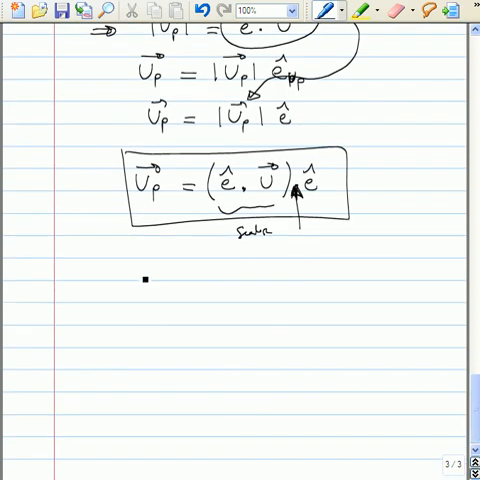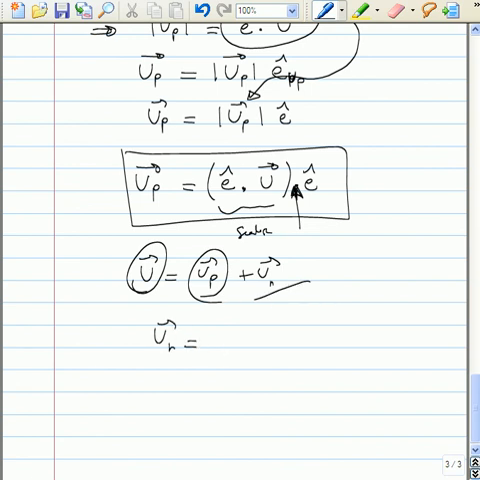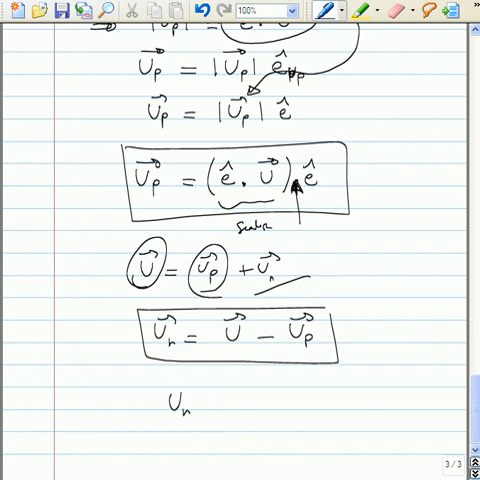And then since we know that u is equal to up plus un, you start with u. We just calculated up. You can deduce un such that un is equal to vector u minus the one we just derived, up, or un is equal to vector u minus E dot u times unit vector E again.